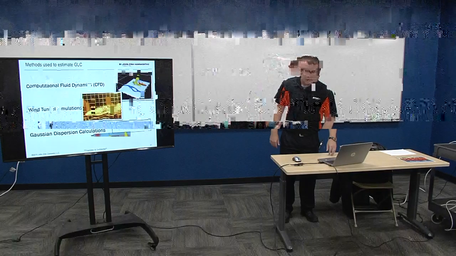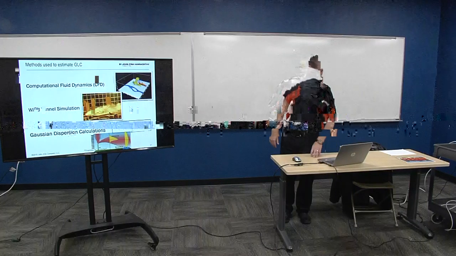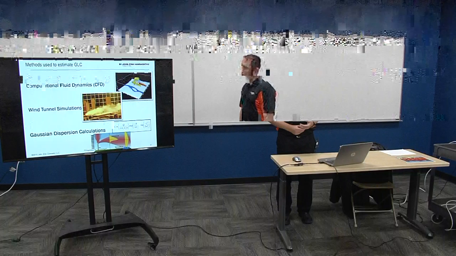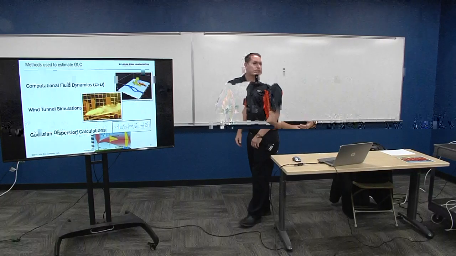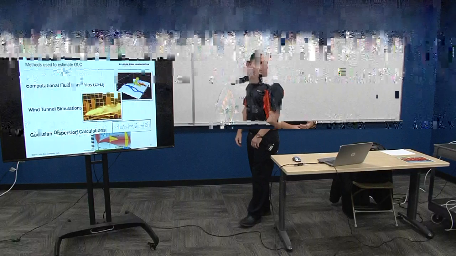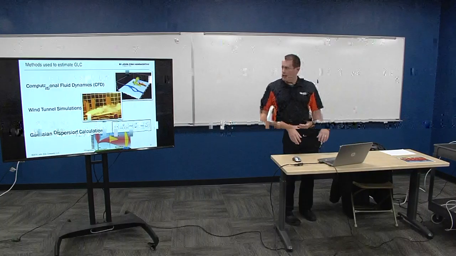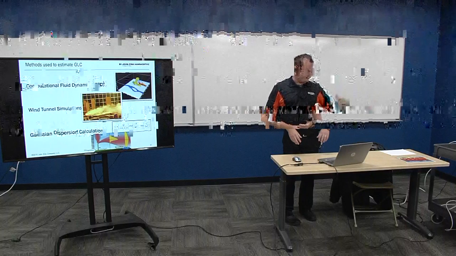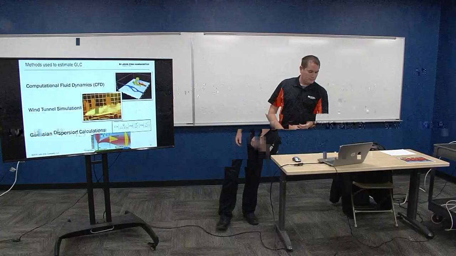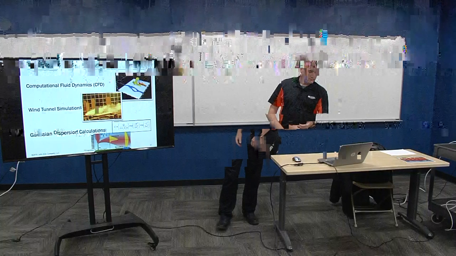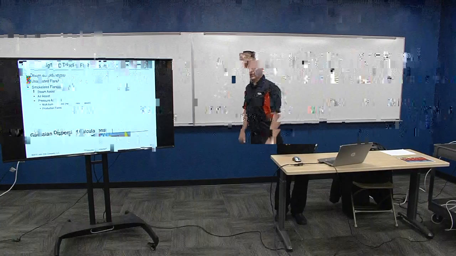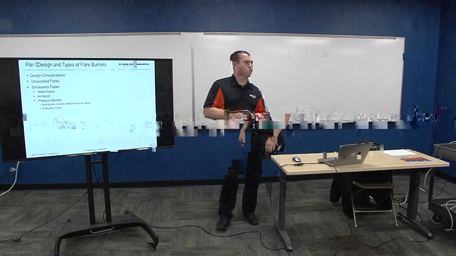You can also do some calculations, right? Some Gaussian dispersion calculations. These are all things that need to be looked at, and typically there's experts in the field that look strictly at dispersion. We usually leave that up to the experts too, because it's a serious thing. You don't want to get that calculation wrong, right? To know if your flare needs to be taller or if it's okay where it's at. So that's most of the topics about flares and flare design related to emissions.